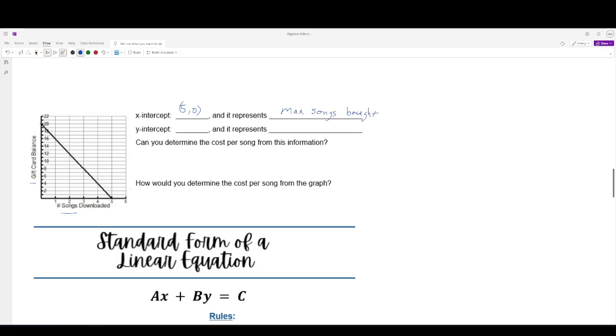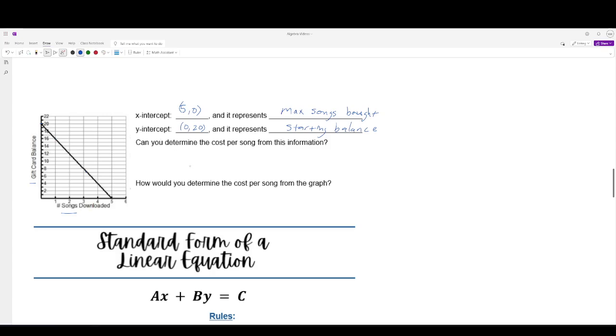Because once we buy 5 songs, we have $0 left. We can't buy any more. The y-intercept of 20 represents our starting balance, or starting gift card balance. So our x-intercept typically represents a maximum or minimum amount of something, whereas a y-intercept represents an initial value or a starting value. Can I determine the cost per song?